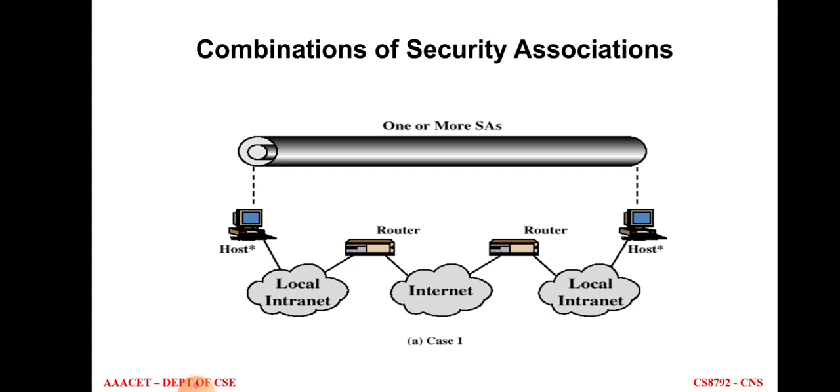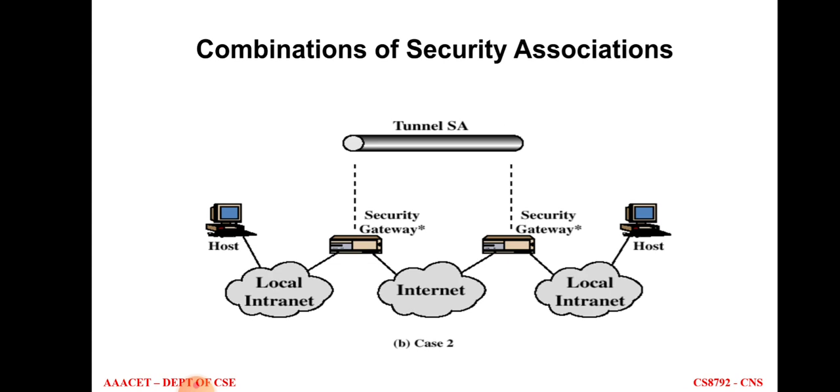In this case, all security is provided between the end systems, which implement IP security. For this communication, there are some possible combinations like AH in transport mode, ESP in transport mode, AH followed by ESP in transport mode, and any one of the above 3 inside AH or ESP in tunnel mode. So this is case 1 of security association.